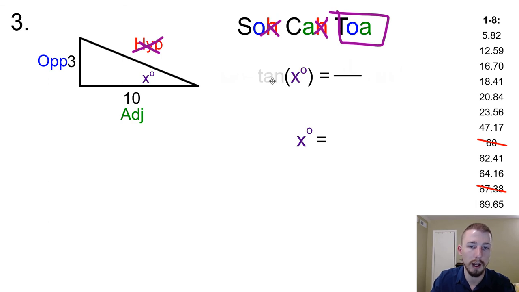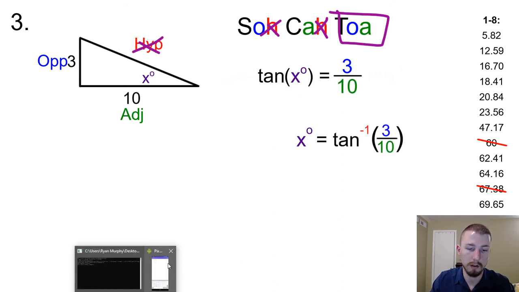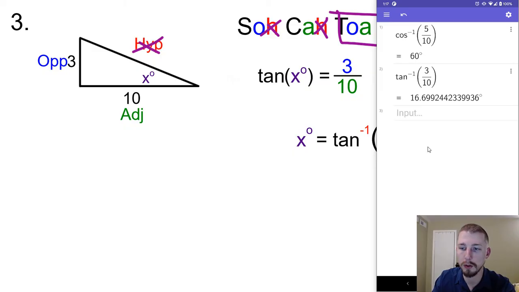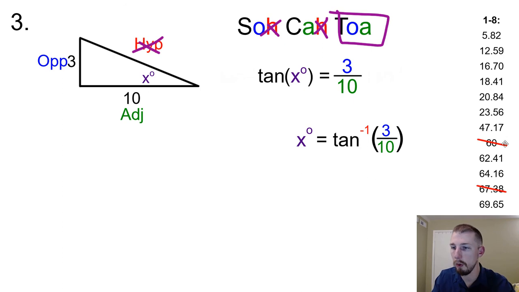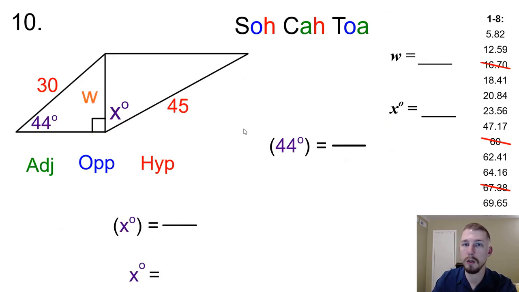So tangent of our angle x is equal to the opposite over adjacent, which is 3/10. Then again, we're going to do the inverse tangent of both sides, right? So inverse tangent of 3/10. All right, so that's equal to 16.70 if we round. So 16.70, that's going to be one of our answers, so we know we did it right. The next one we're going to do together is number 10.